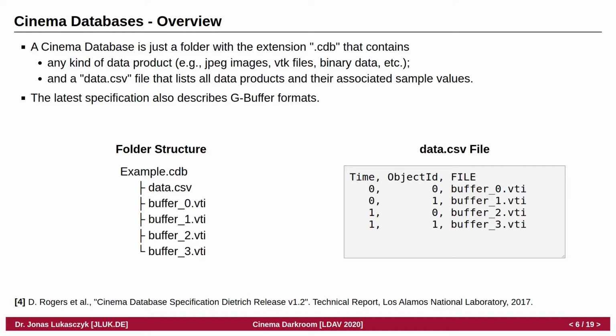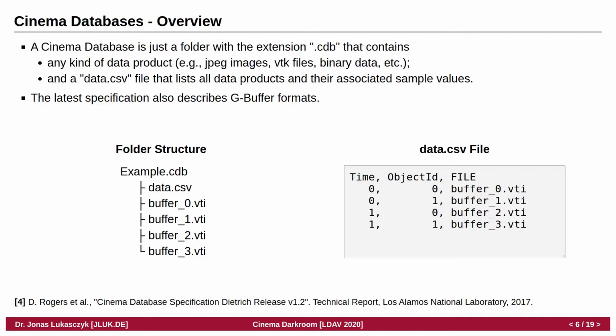This CSV file is consumed by database explorers to understand the content of the database and the axes on which it can be browsed. The example database on this slide just contains 4 geometry buffers in the form of VTK image files, where each buffer is associated with a timestamp and an object. That is all there is to create a cinema database. Of course, you can make the structure of the database as simple or as complex as necessary for your project.